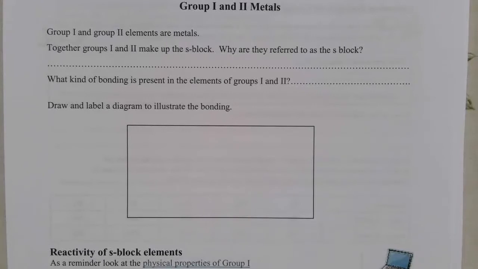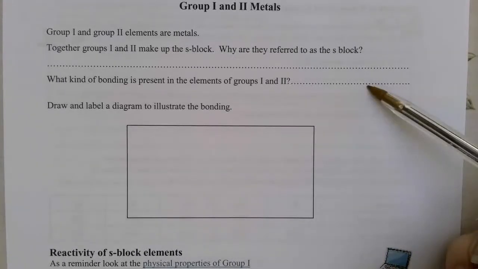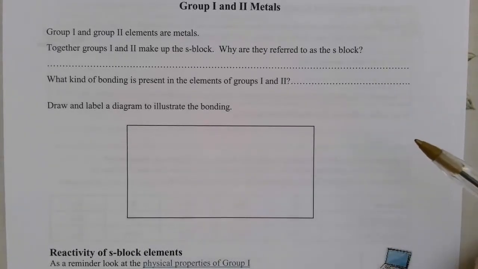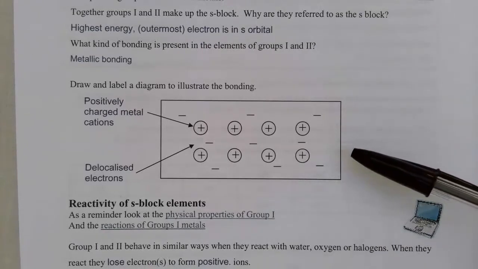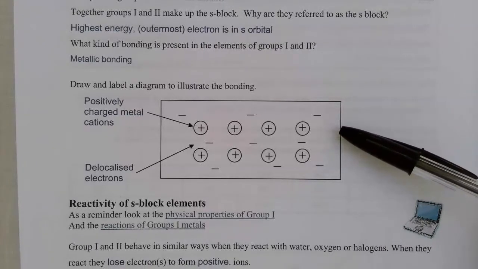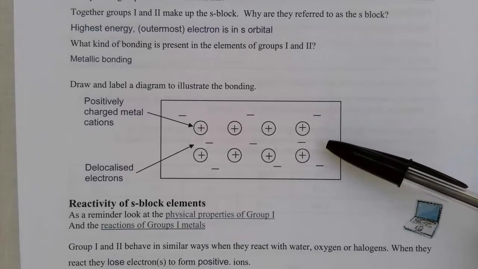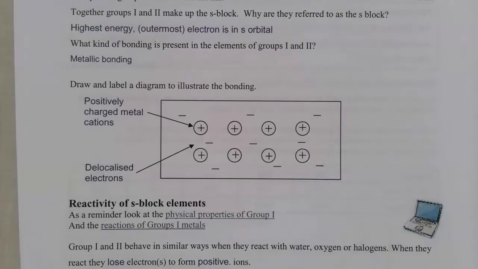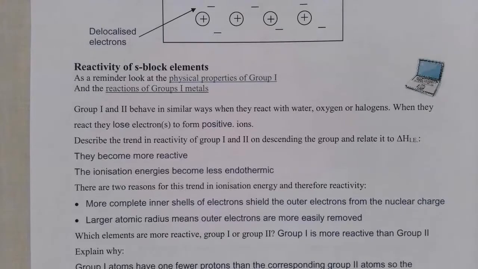So the group 1 and 2 elements are all metals. Together they make up the S block. They're called S block elements because they have their last or their highest energy electron in an S orbital. They all do metallic bonding, and that's shown in this diagram. So you have these layers or rows of positive metal cations and a sea of delocalized electrons.